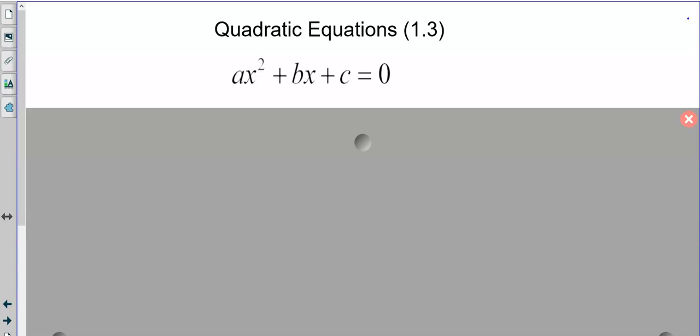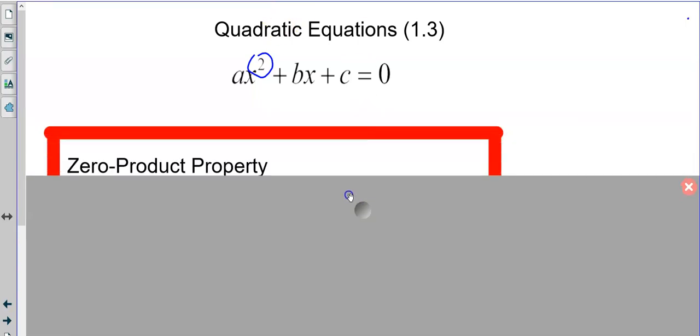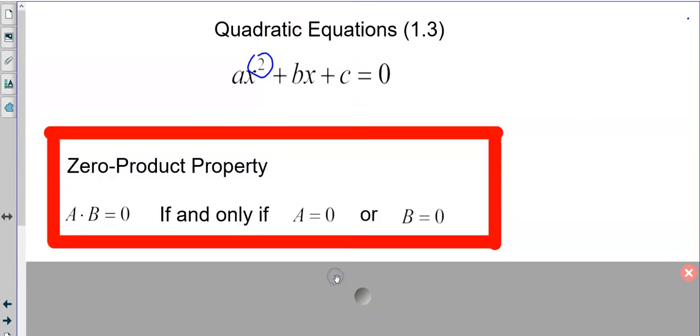So today we'll be solving quadratic equations. You notice the degree of quadratics is 2, so we're looking at stuff that has x squared in there. This is the engine that drives some of the factoring that we do.